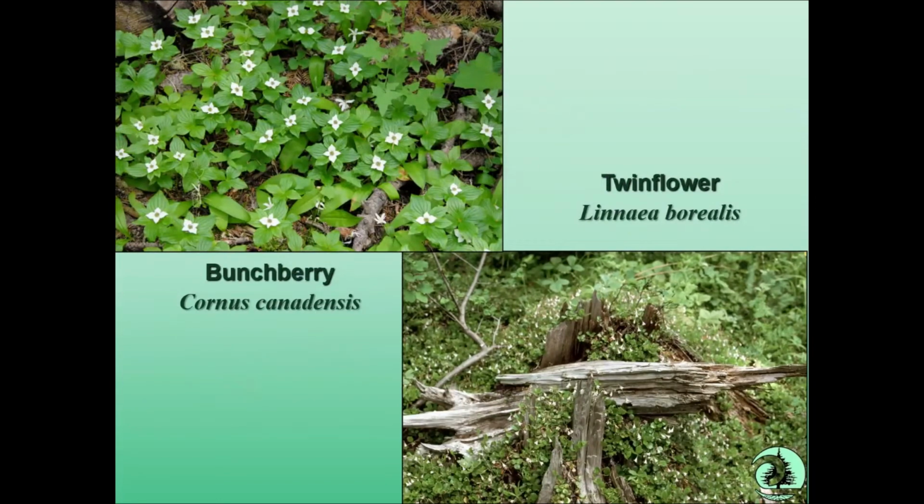And bunchberry. This is one that grows under the canopy, Cornus canadensis. That dogwood type flower, just so gorgeous. And twin flower, Linnaea borealis. It has 2 flowers that come out. It's kind of a viney ground cover. None of these ground covers are super aggressive though. You do have to kind of encourage them along.